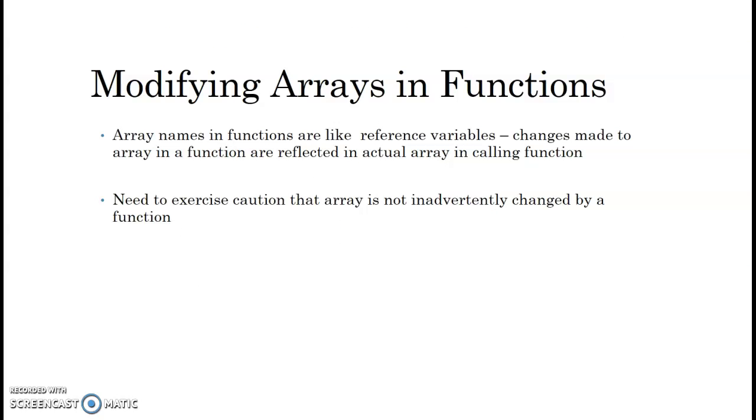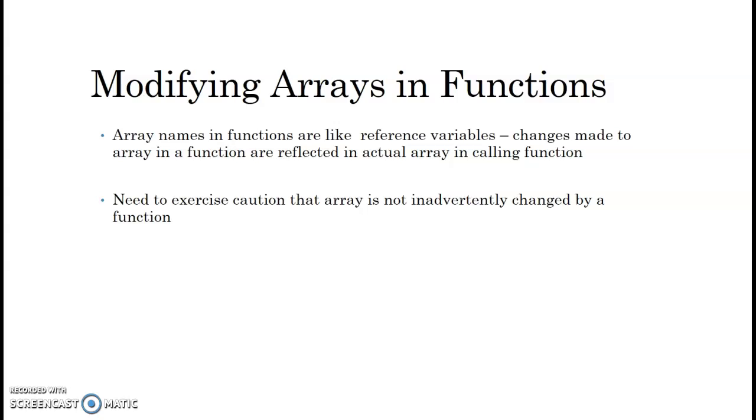We can modify arrays in a function, and I alluded to this back in the first video. Array names in functions are like reference variables. Any changes made to the array in a function are reflected in the actual array of the calling function. We need to exercise a great deal of caution so that we're not changing an array if we don't want to change the array. In the next chapter, we'll look at sorting an array, so we want to change the order of the array, but you want to be mindful that you're not inadvertently changing the array.